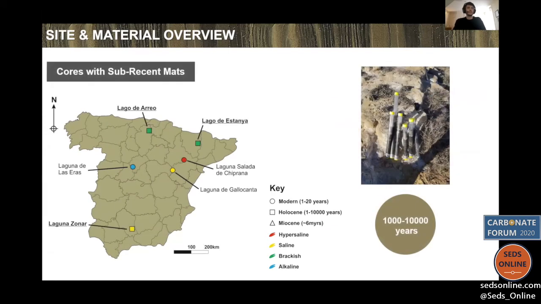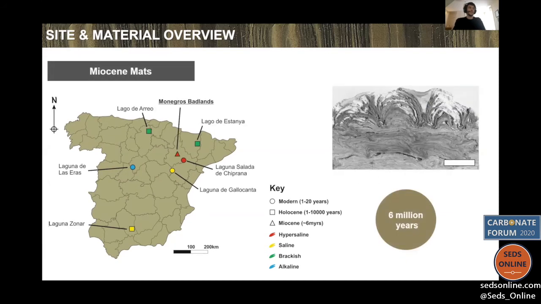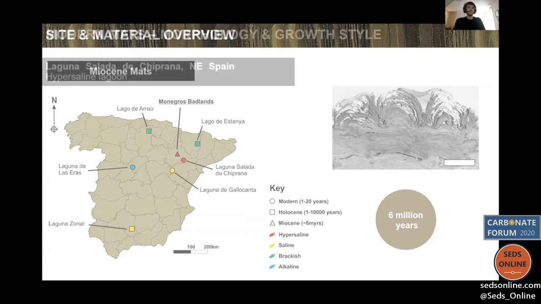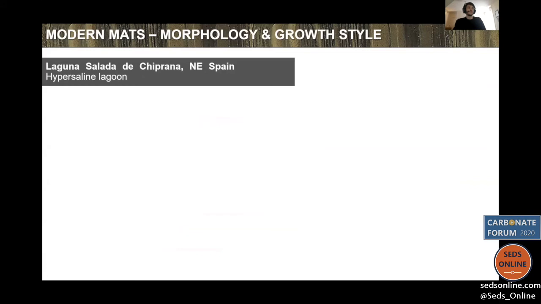We have older microbial mats, between 1 and 10,000 years old, at these three sites I've just highlighted here. So we've got a good archive of the environmental conditions that occurred during mat formation in these systems, so we know roughly what the conditions of formation were at the time. And then the final part of the study is to look at much older stromatolites in the Ebro Basin in northeast Spain. These are about 6 million years old and were forming in a hypersaline playa lake setting.